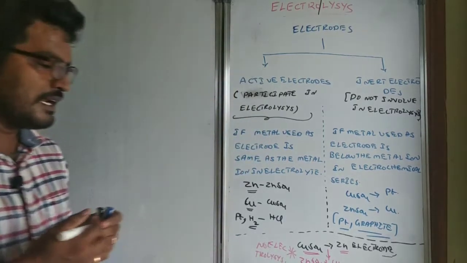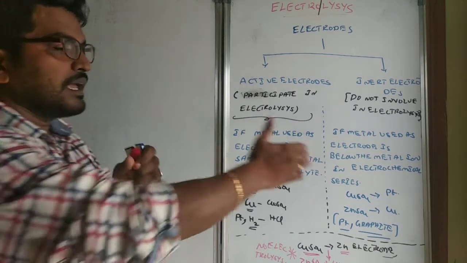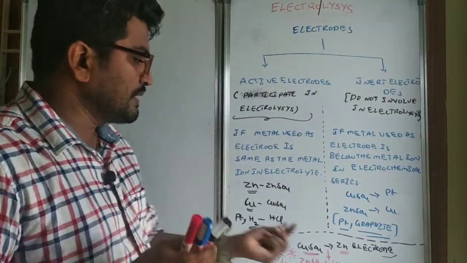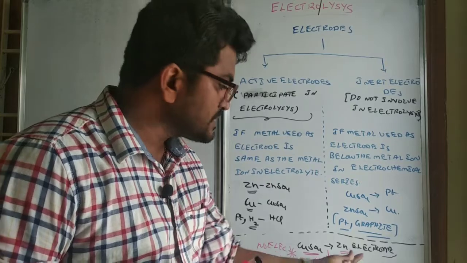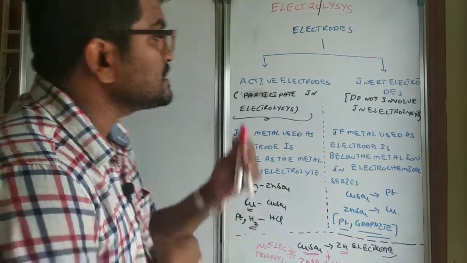Whenever you electrolyze copper sulfate solution with a zinc metal, a chemical reaction takes place between them. Since a chemical reaction takes place between them, we will not use this kind of electrode. So the metals above the particular metal ion in the activity series cannot be used as electrodes. Why can they not be used as electrodes? Because there will be a reaction between them, and hence we should not use them as electrodes.